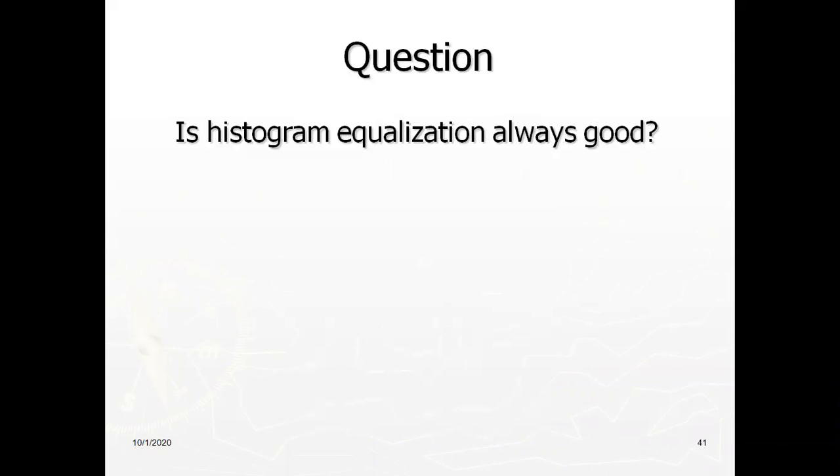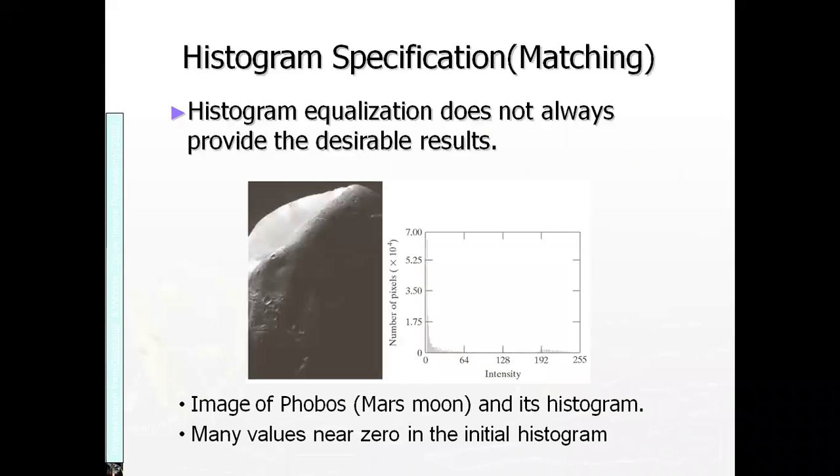So is histogram equalization always good? That is a question which arises in the mind. We see that it is not so. In some cases, histogram equalization fails. So whenever it fails, we try to do what is known as histogram specification or histogram matching. Histogram specification or histogram matching is an extension of the histogram equalization.